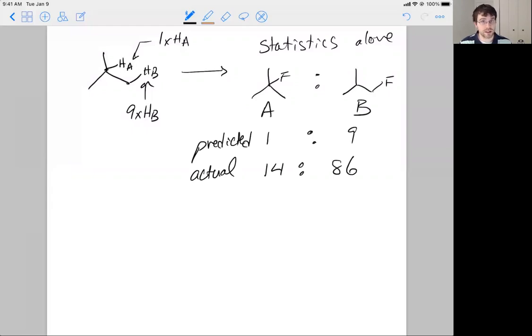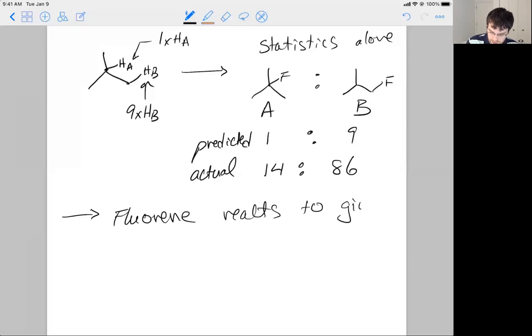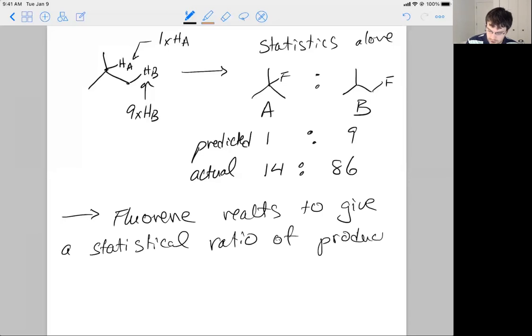And so what we say about fluorine is it's more of a statistical reactant in this type of process, where it's going to give a product ratio based on the number of hydrogen atoms that are present. So fluorine reacts to give a statistical ratio of products, based on the hydrogen count.